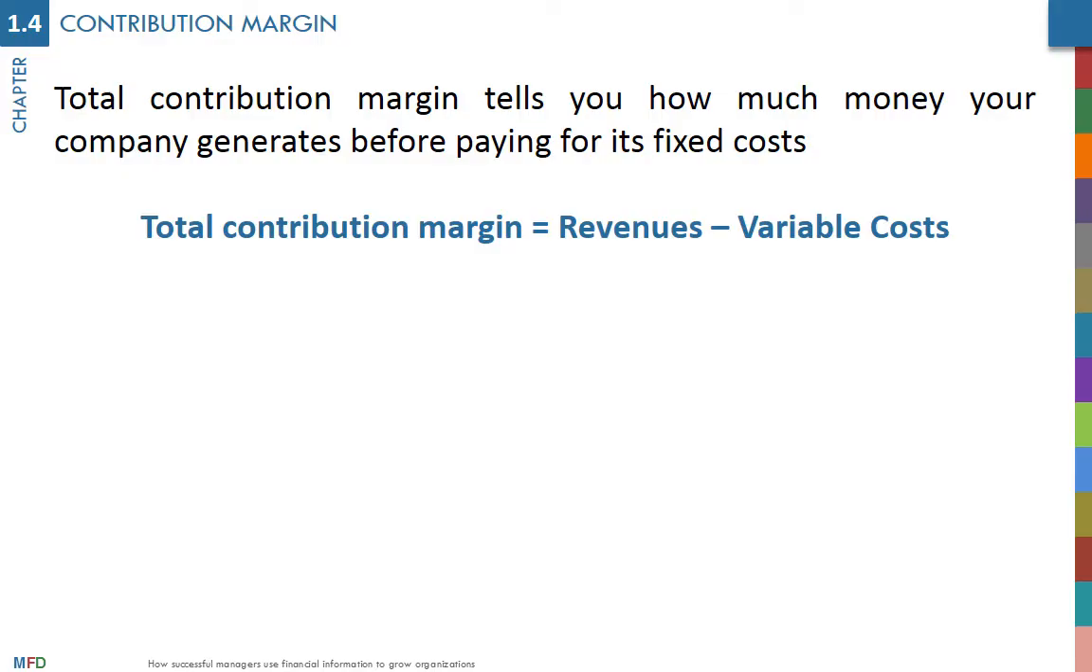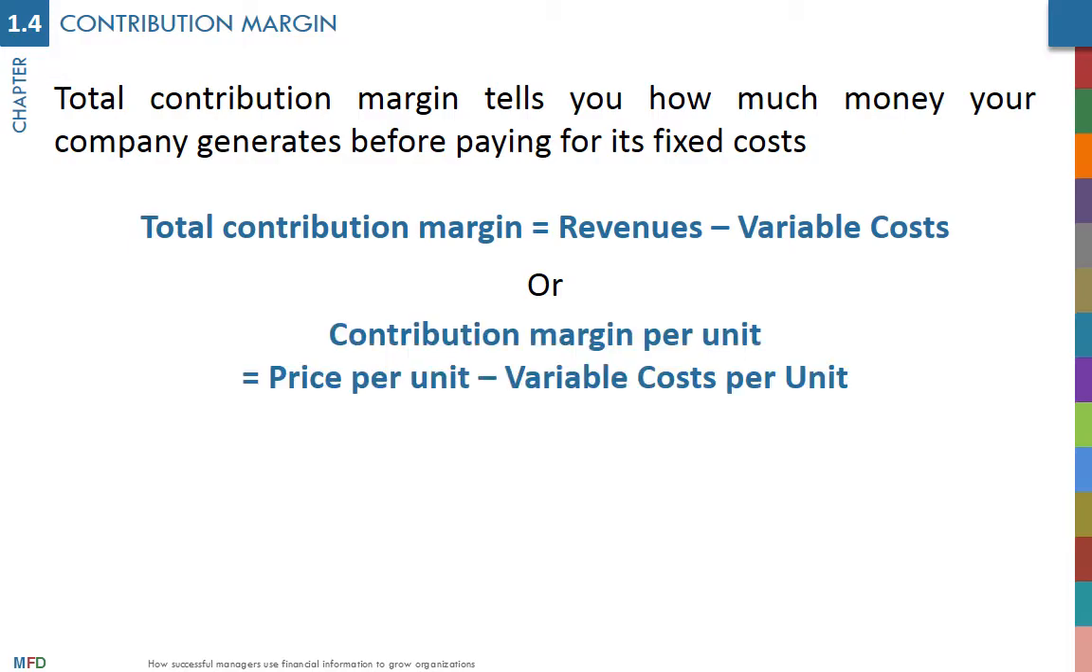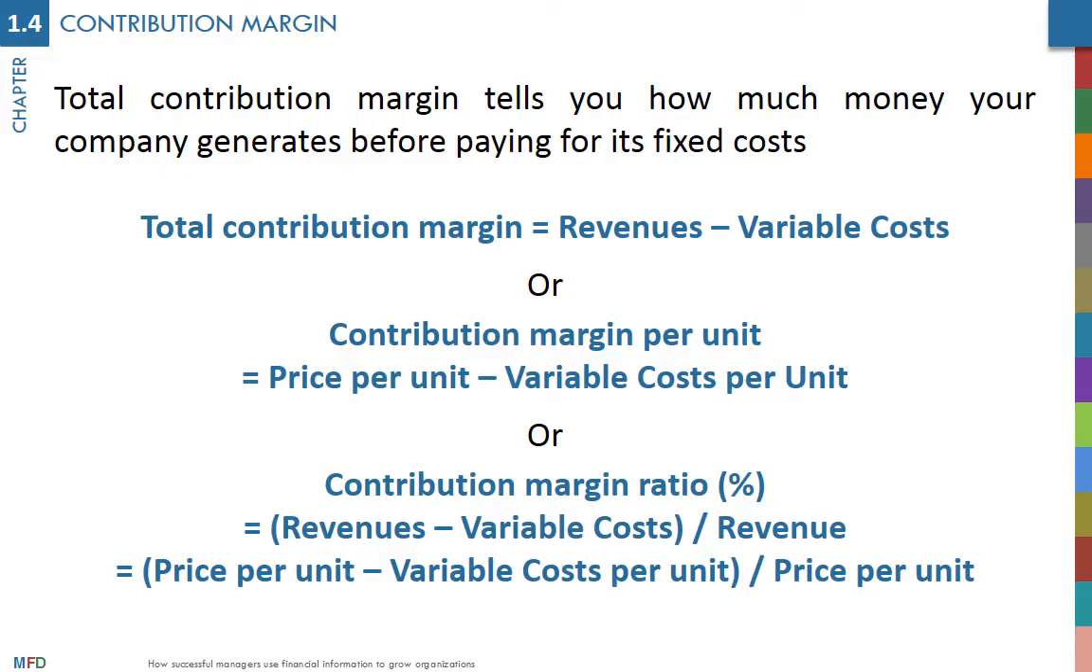Total contribution margin equals revenues minus variable costs. Or contribution margin per unit equals price per unit minus variable costs per unit. Or contribution margin ratio is equal to revenues minus variable costs divided by revenues, which is equal to the price per unit minus variable cost per unit divided by the price per unit.